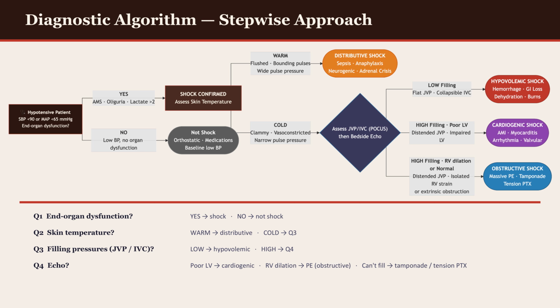Third question, what are the filling pressures? Check the IVC. Collapsible with low JVP means hypovolemia. Find the source of loss. Distended IVC with high JVP means you're on to question 4. Fourth question, what does the echo show? Poor LV function points to cardiogenic shock. But if you see isolated RV dilation with a normal LV, that's a massive PE until proven otherwise, and that's obstructive, not cardiogenic. Don't get tripped up. Poor RV does not automatically equal cardiogenic. Normal-looking ventricles that can't fill? Think tamponade or tension pneumothorax. 3 questions get you to the answer most of the time. The fourth confirms it.